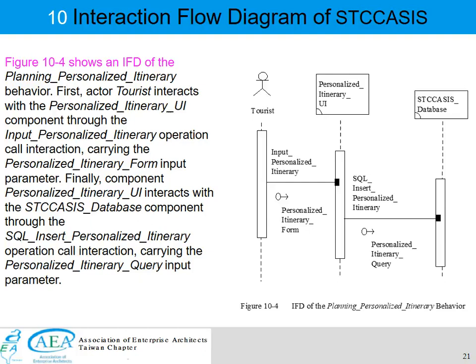Figure 10-4 shows an IFD of the planning personalized itinerary behavior. In this IFD, there are two interactions. The first one is the tourist actor interacting with the personalized itinerary UI component to input the personalized itinerary form data. Then the second interaction is the personalized itinerary UI component interacting with the STC AXIS database component to input the personalized itinerary query into the database.